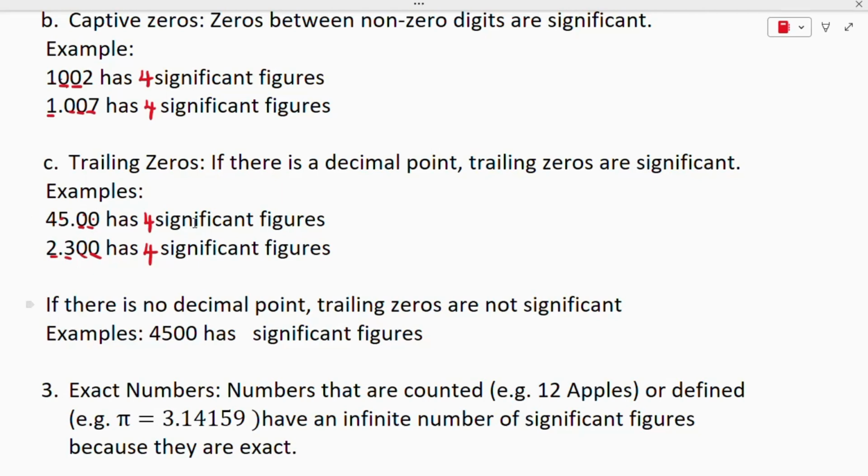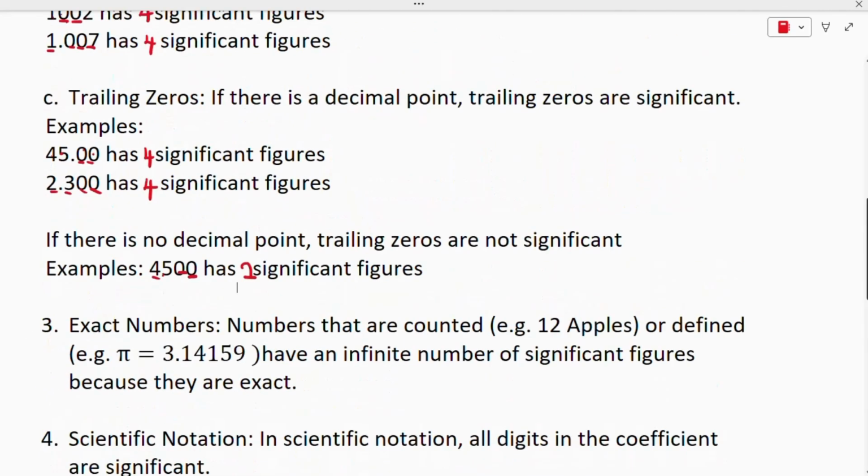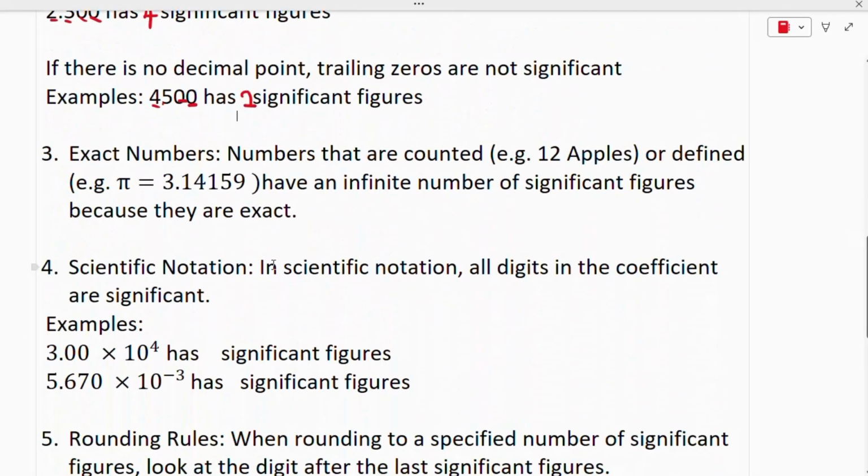So as long as there is a decimal point, trailing zeros are significant. If there is no decimal point, trailing zeros are not significant. Now if there is no decimal point, the zeros at this end are not significant. So this number right here has 1, 2. It has two significant figures.